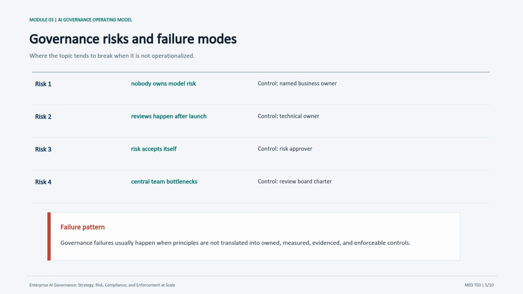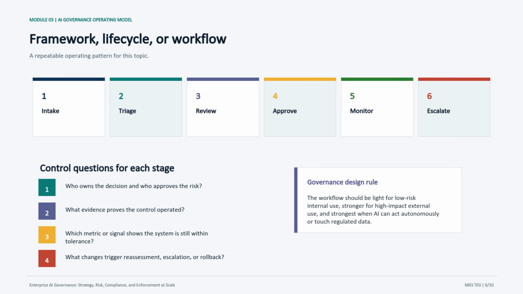A useful classroom prompt is, if this failure happened next quarter, who would notice it, what evidence would prove it, and what decision would the organization make next? The big takeaway is that principles must become owned, measured, evidenced, and enforceable controls. That sets up the workflow on the next slide. This slide gives learners an operating pattern.